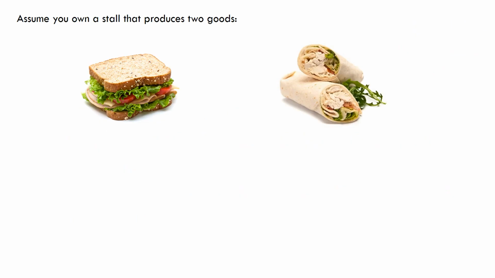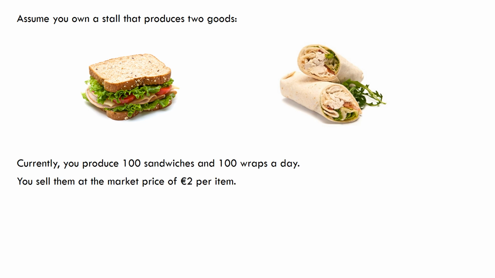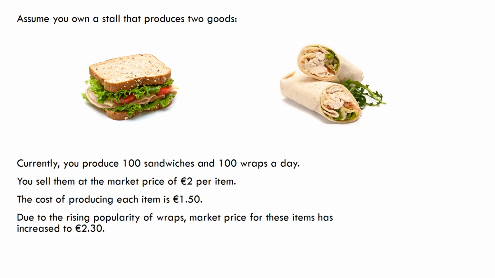So let's assume you own a stall that produces two goods, sandwiches or wraps. Currently, you produce 100 sandwiches and 100 wraps a day. You sell them at the market price of €2 per item. The cost of producing each item is €1.50. Due to the rising popularity of wraps, the market price for these items has increased to €2.30. What would you do with your stall? How would you respond to this price change?